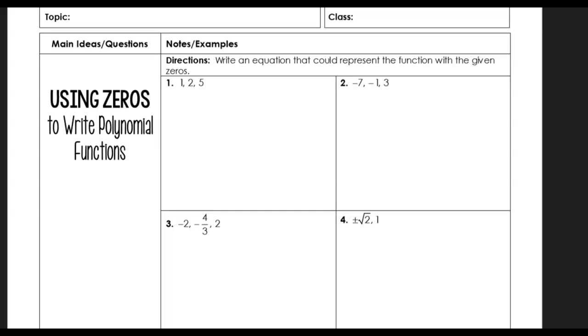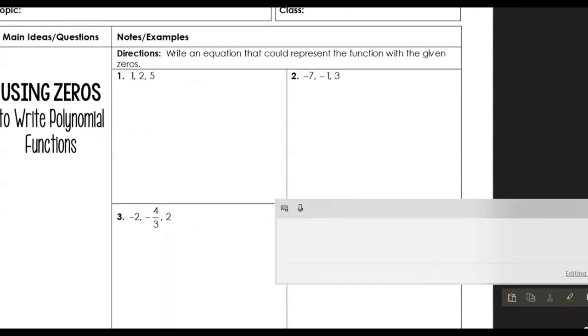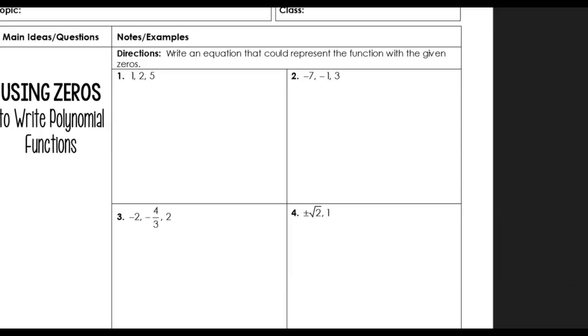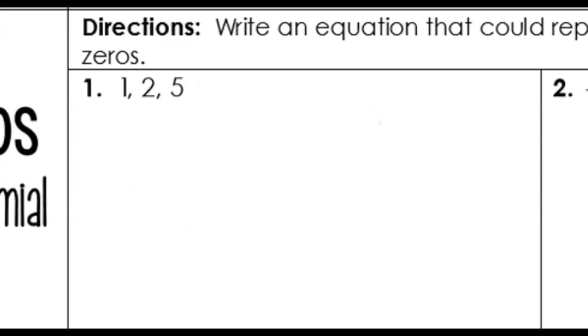So now we're doing, like I said, the exact opposite. We're taking first zeros and turning them into factors, and then finding the original polynomial in standard form. So what they're giving us here are zeros, or we can think of them as solutions. Here, in this first one, what this actually means is we have solutions of x equals 1, x equals 2, and x equals 5.